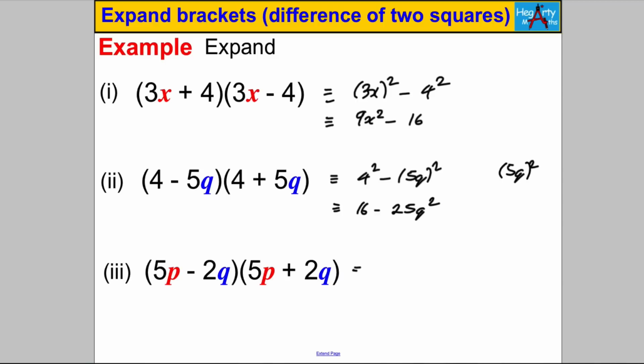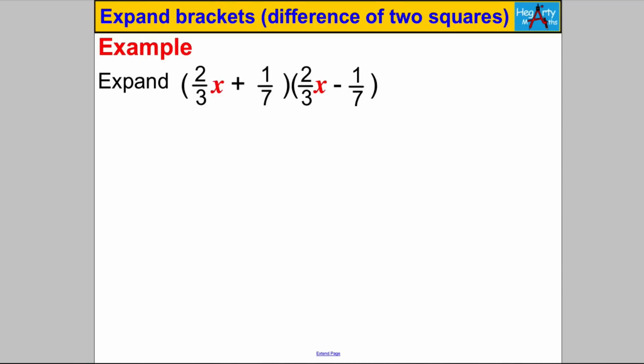Last one here, we're going to get 5p all squared, take away the answer to 2q all squared. 5p multiplied by 5p is 25p squared, take away 2q multiplied by 2q is 4q squared. And we're nearly there, one last one with fractions just to make you think. Bracket multiplied by its conjugate, so it's the same old stuff.